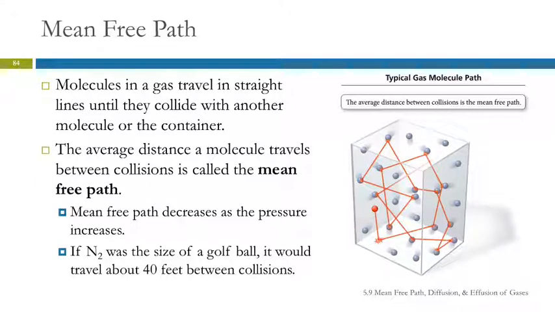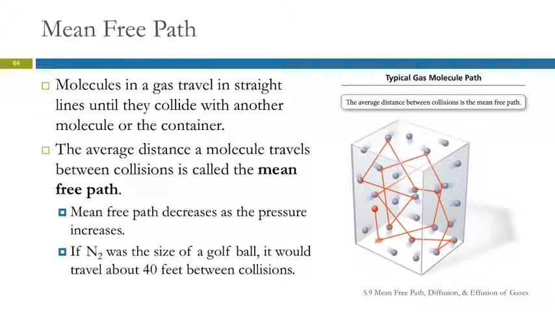We talked about kinetic molecular theory and how gas particles travel in a straight line until they run into something. So how far do they travel between collisions? They can collide with each other or with the walls of the container. The distance on average between collisions is called the mean free path. So their free path, mean meaning average.